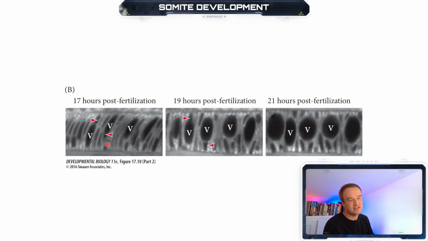Okay, and so here is just a micrograph of this process. So we have 17 hours post-fertilization. You can see these small vacuoles. At 19 hours, they're bigger. 21 hours, they're even larger. The red arrows, for whatever reason, are denoting the nuclei. I guess maybe just to differentiate that that's not the additional vacuoles that aren't being inflated. I'm not sure. But those are nuclei, so don't worry so much about them. Worry about the big V's, vacuoles.